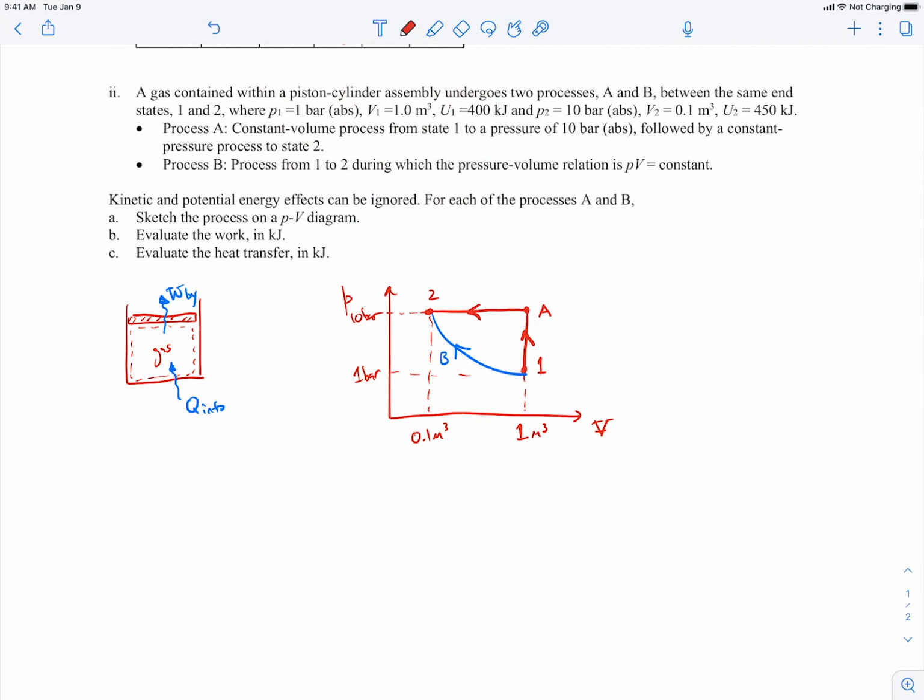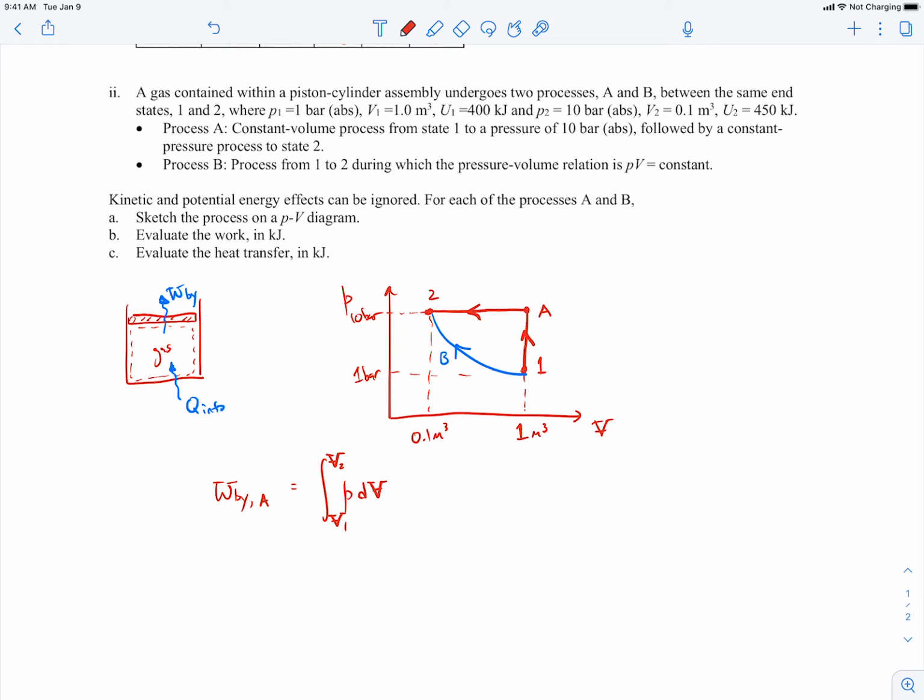Okay, so let's do the work part first. And we're going to do process A initially. So this will be PDV work because we're dealing with a gas that's expanding against a piston. There's some pressure that the gas is applying to the piston, and it pushes the piston, so it's PDV work. So that'll be the integral of PDV as we go from some initial volume to some final volume.